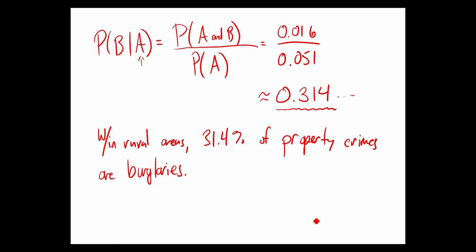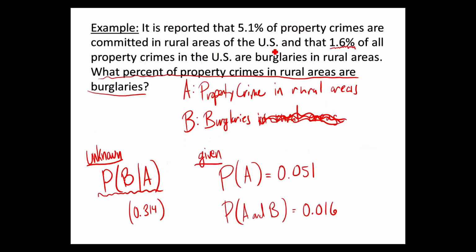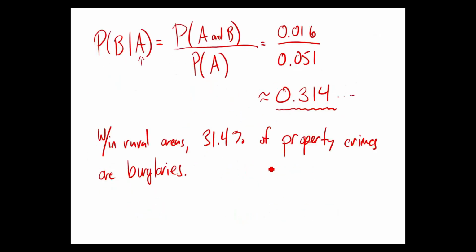So even though in terms of the entire nation, these crimes only constitute 5.1% of the overall crime rate in America, within rural communities, burglaries constitute about a third of the property crimes. So, all right.